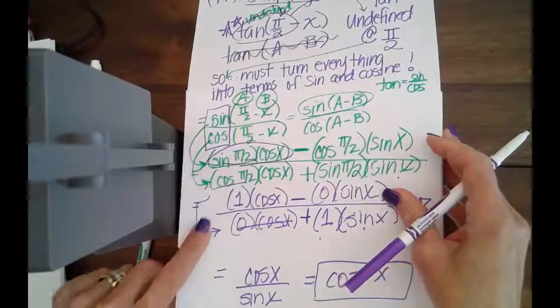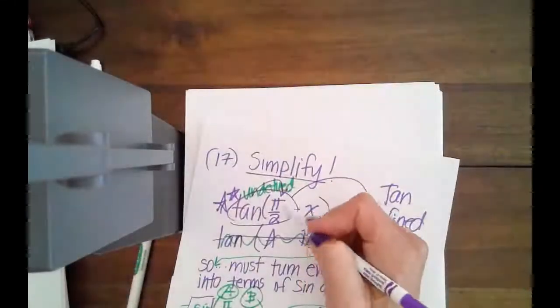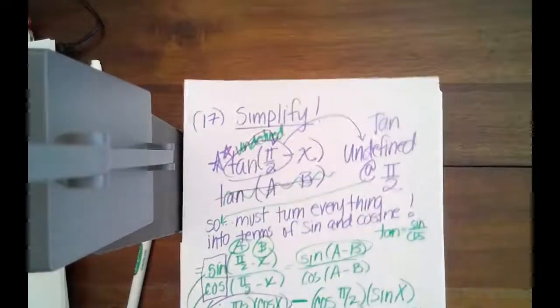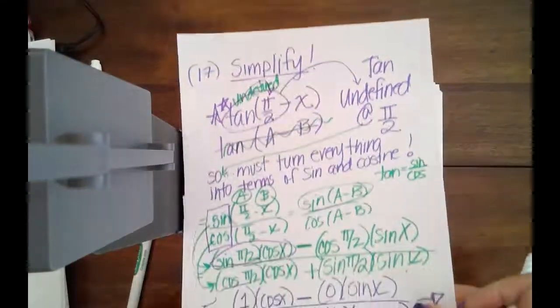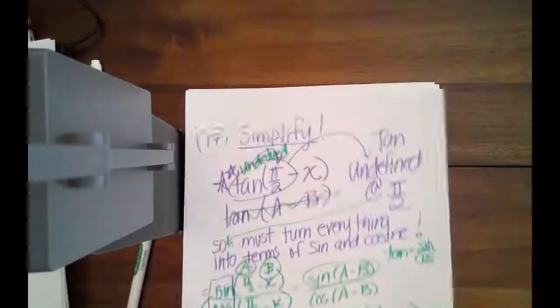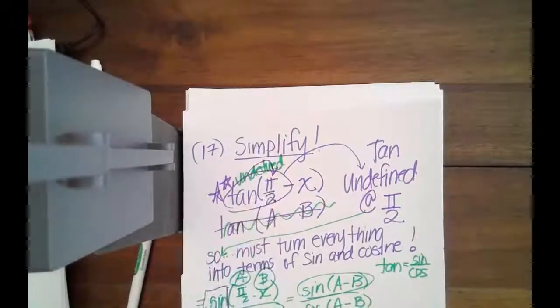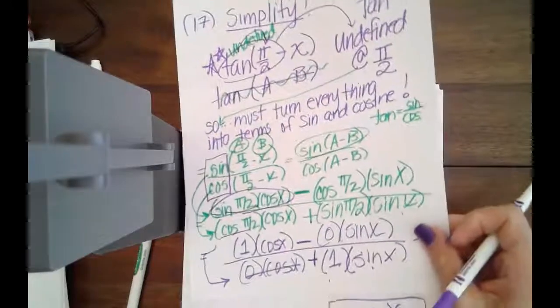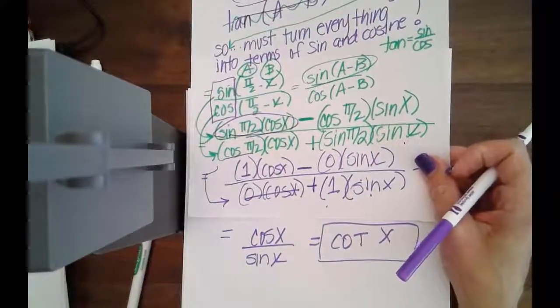Now remember, if you have an undefined value for a given trig ratio, then you've got to flip it in terms of something else. So you have to make sure you recognize that tangent is undefined at pi over 2, so we had to shift it to something else. Okay, so there's that one. Stand by.